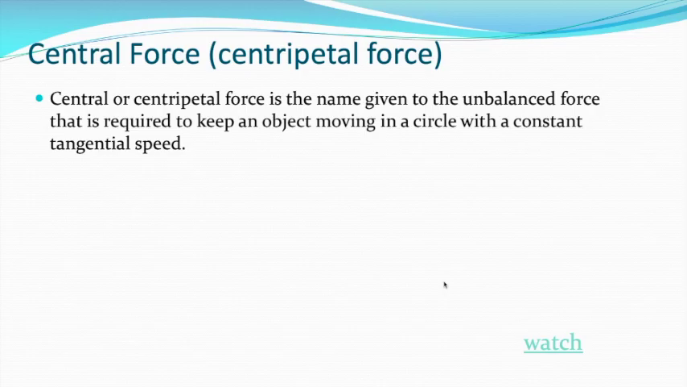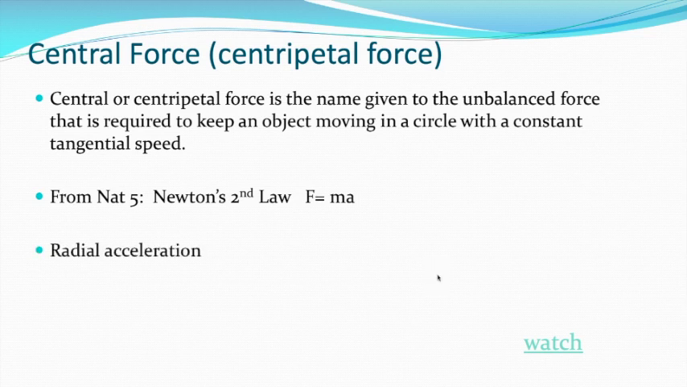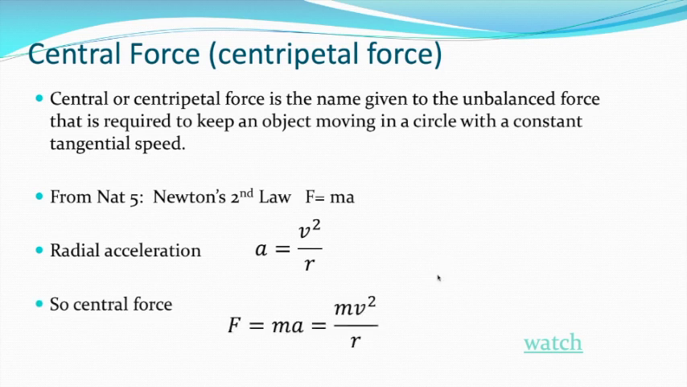Okay, troops. Central force is the name of the unbalanced force that's required to keep an object moving in a circle with a constant tangential speed. Now we know from further down the school, from fourth year and from last year, that an unbalanced force causes a mass to accelerate. And last time we were talking about the fact that an object that's moving in a circle has a radial acceleration. That radial acceleration is given by a equals v squared over r. So if we just substitute that into Newton's second law, we get F equals mv squared over r.